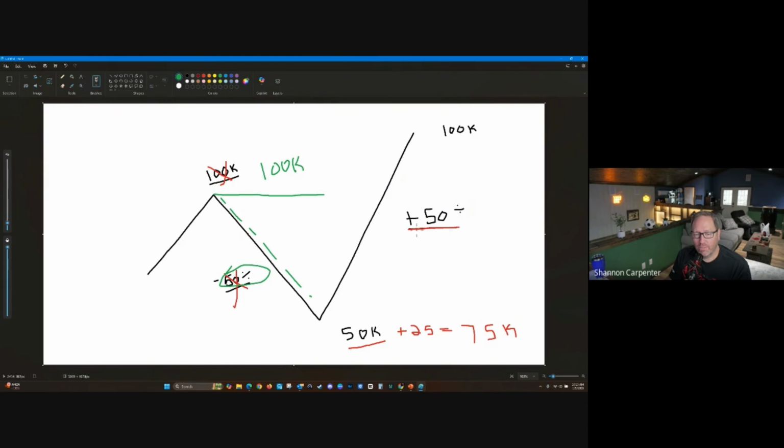Now the market goes up 50%. Well, guess what? We never lost anything, so we have $100,000 in our account. So we gained 50% of 100. So, Dan, you're good at math. What's half of 100?